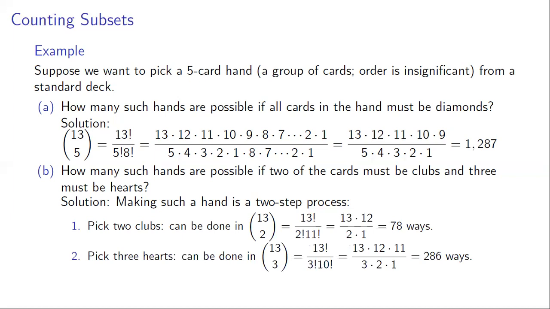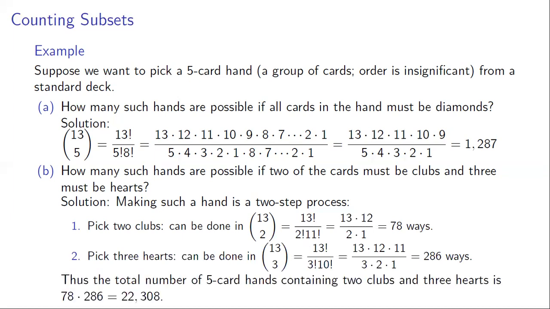So now what is the answer? Well, the total number of 5 card hands containing 2 clubs and 3 hearts, to find that answer, we multiply the previous 2 numbers that we found. Why? Because for each of those 78 choices that I might make in step 1, I have 286 different ways to do step 2. So that's really just the multiplication principle.